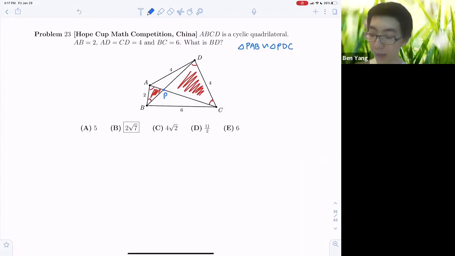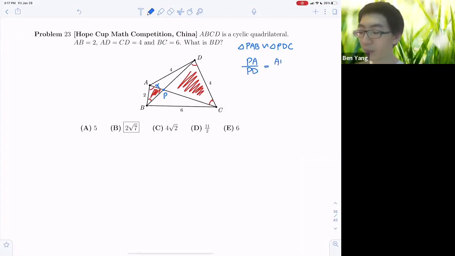Assume PA is equal to X. Then we know that PA over PD is equal to AB over DC. But AB is equal to 2, CD is equal to 4, and then that's just 1/2. If PA is equal to X, then PD must be 2X.